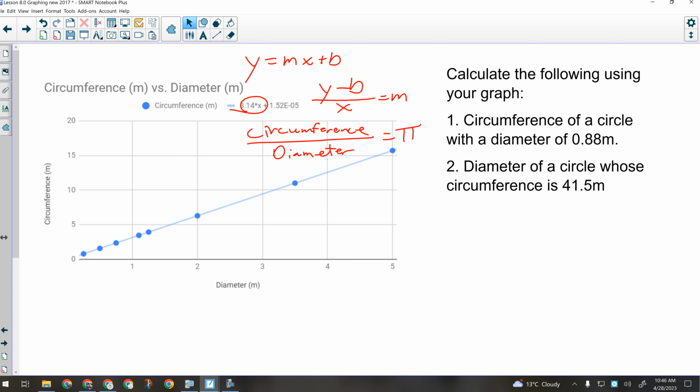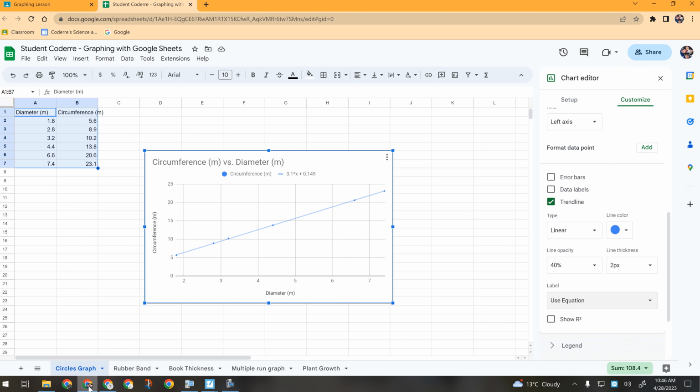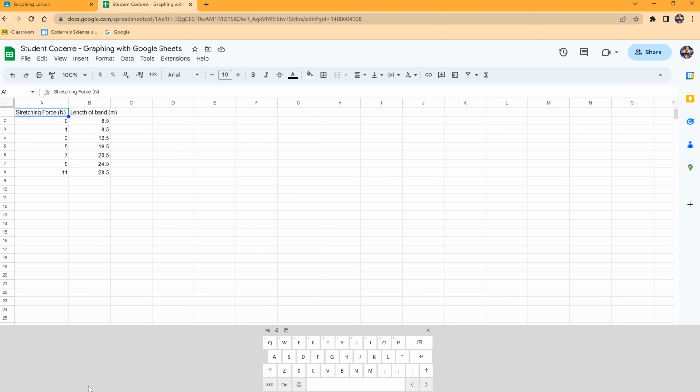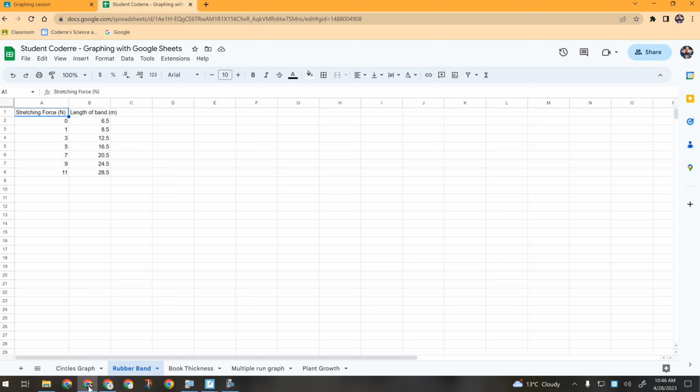Okay, so let's go to the next one, which was the rubber band graph. Can you guys go to the rubber band sheet? Okay, I'll give you guys a couple minutes. I want you to build a graph just like we did for the last one with this data. Okay, so highlight it all, insert chart, build it all. I'll give you a few minutes to get ahead of me and then we'll go through it together.